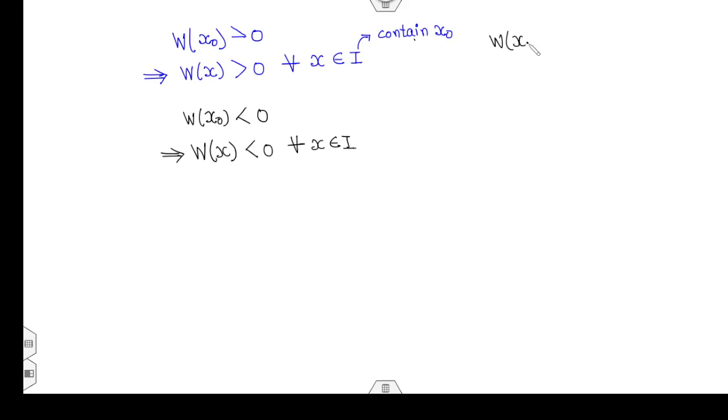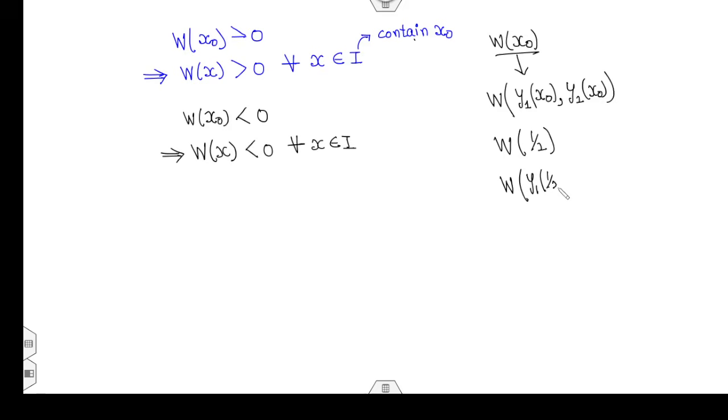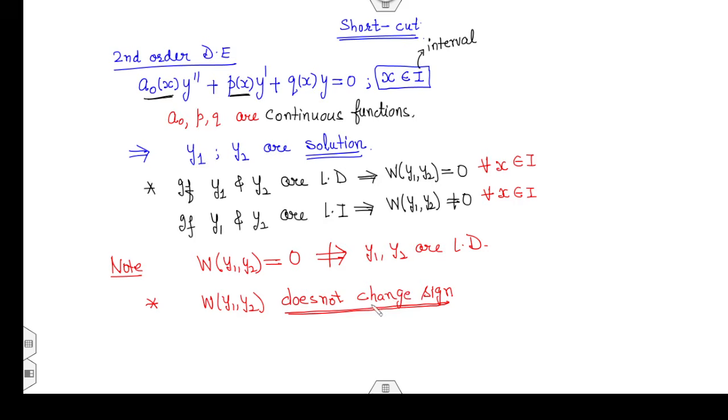I am writing this notation x0. What is the meaning of this? It means the Wronskian of the function y1 at the point x0, y2 at the point x0. Fine. If I write somewhere Wronskian at half, the meaning is that you find the value of y1 at the point half, comma y2 at the point half. Clear? So this property is one of the most important properties.